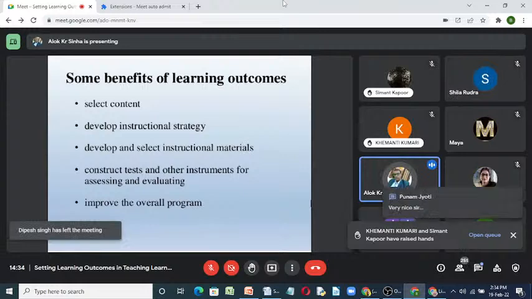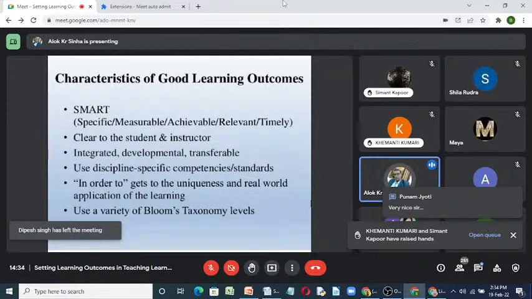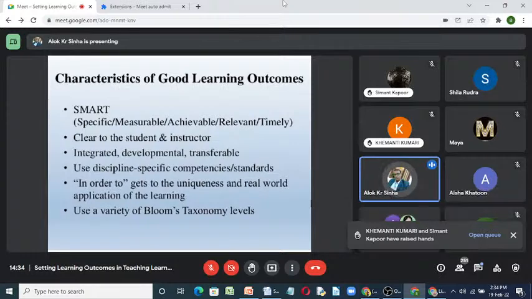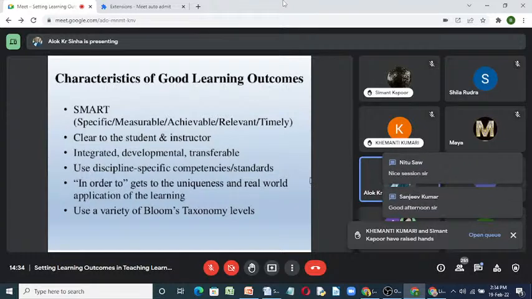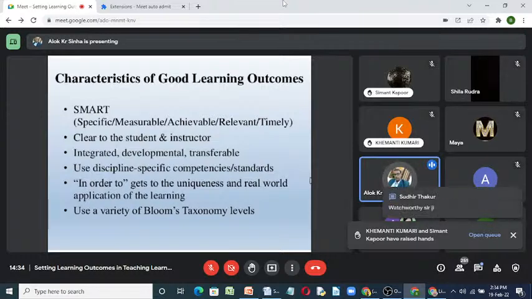Improve the overall program. These are the benefits of learning outcomes and its characteristics, which we have just seen. The characteristics of good learning outcomes are SMART. S stands for specific, M stands for measurable, A stands for achievable, R stands for relevant or realistic, and T stands for time bound or timely.